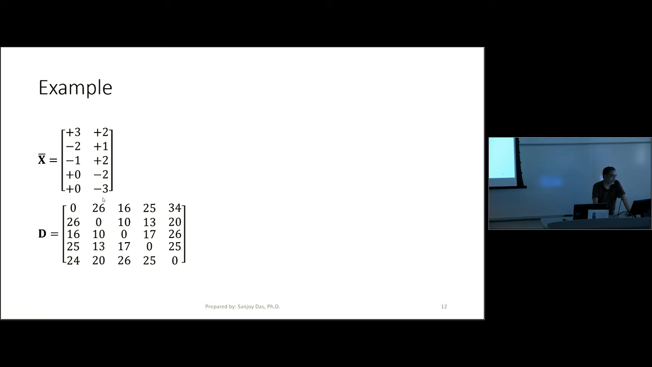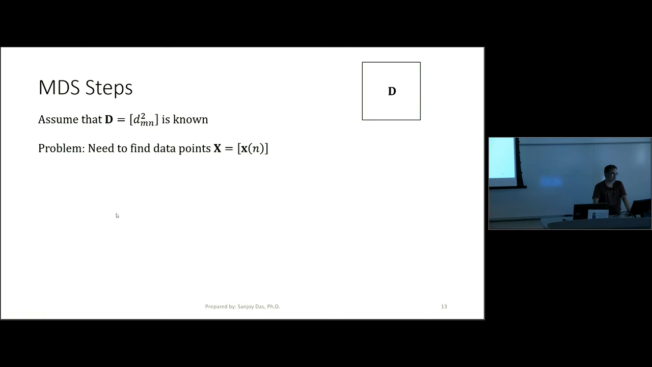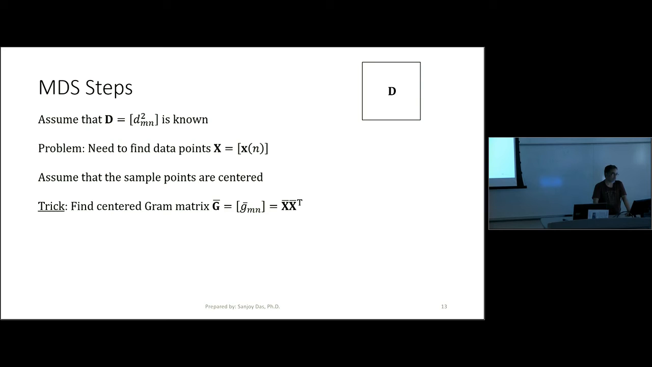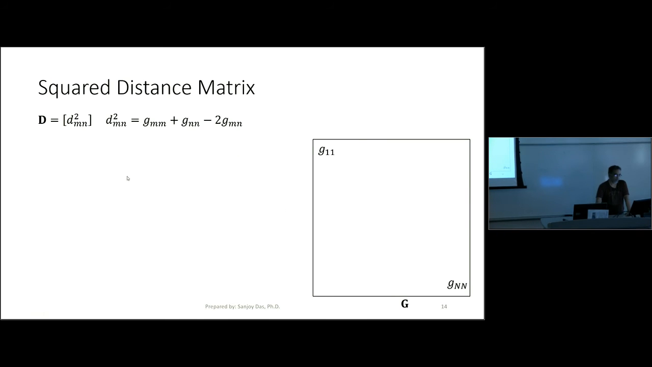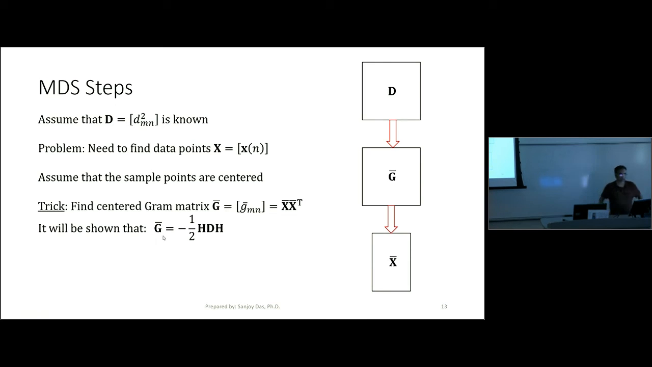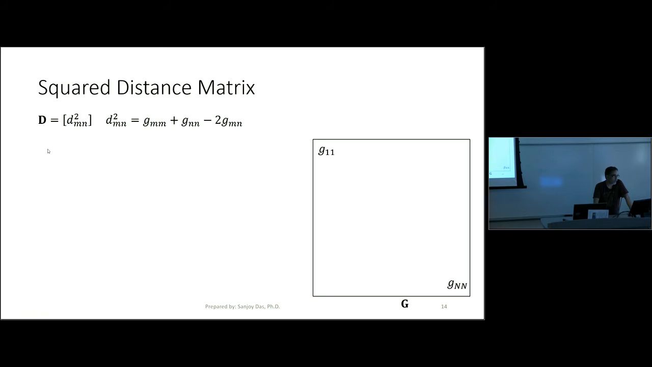You get the pairwise squared distance matrix. This is the squared distance matrix. And these are the steps of MDS. Okay? We will show that the centered Gram matrix is negative half HDH. So D is d_mn squared, and we just saw this expression here, right? For d_mn squared in terms of the elements of the Gram matrix.